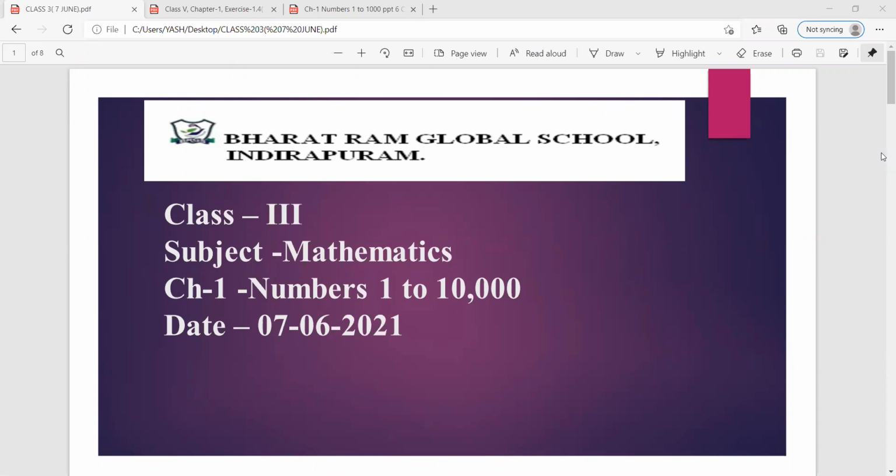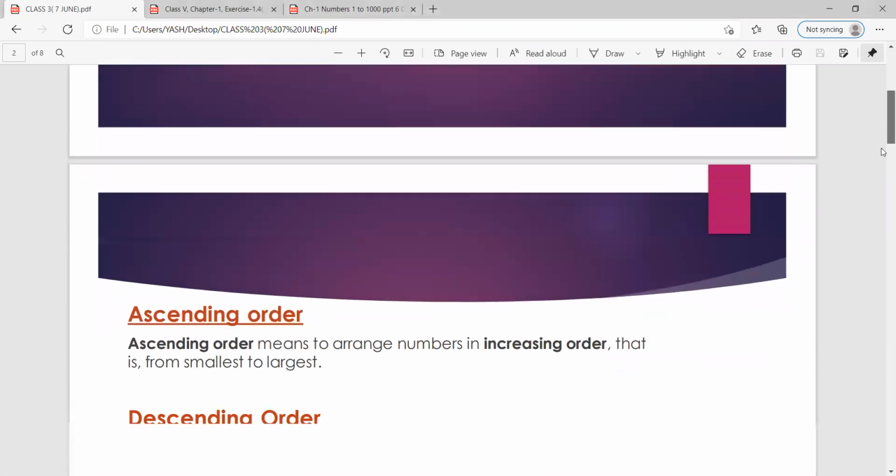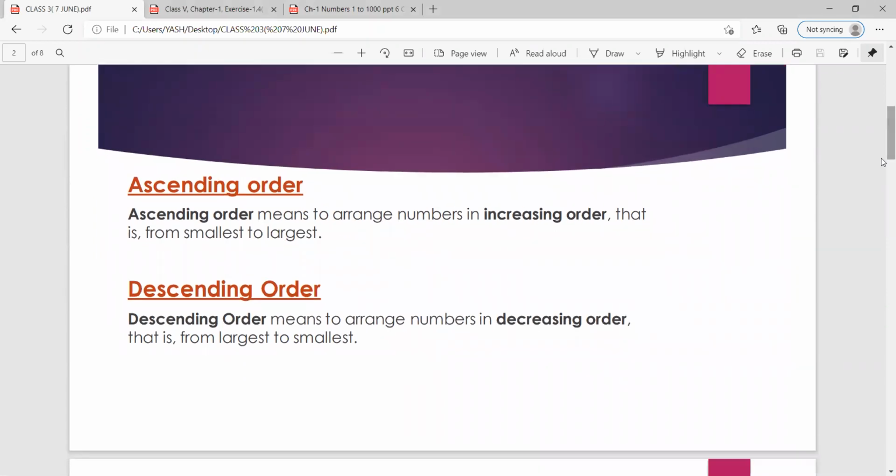So today's class is mathematics class, and we are doing here chapter 1, numbers from 1 to 10,000. So let's start. So today's topic is ascending order and descending order.